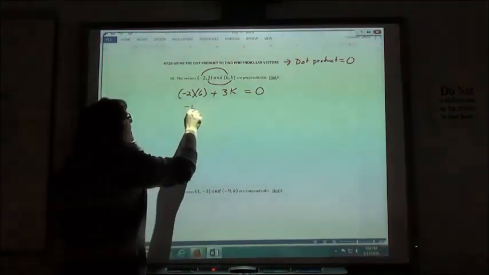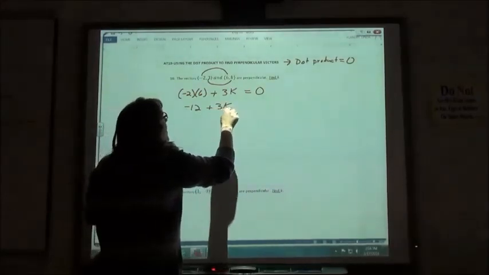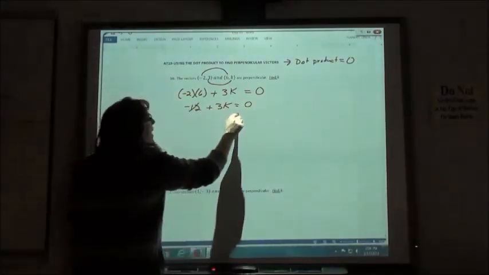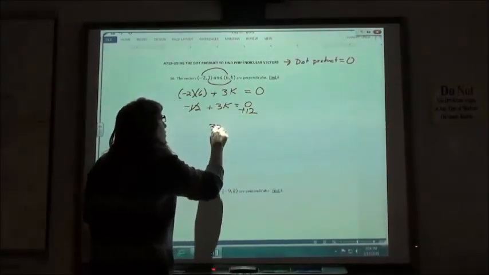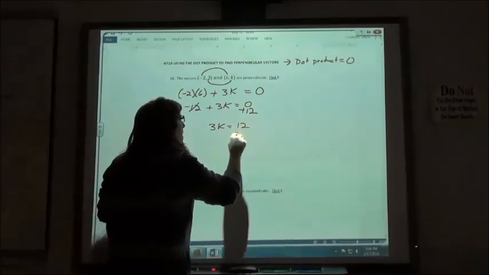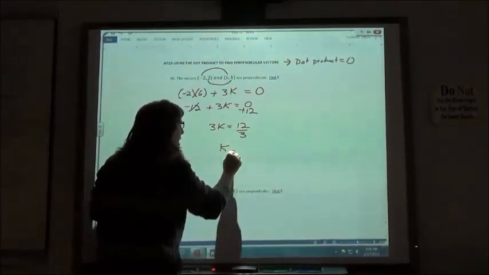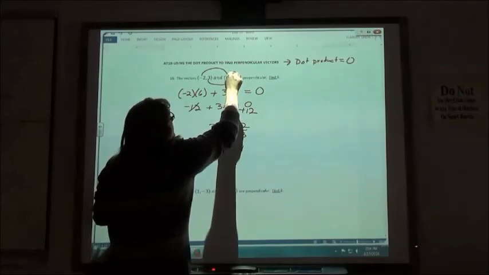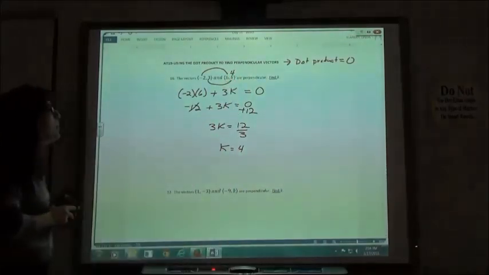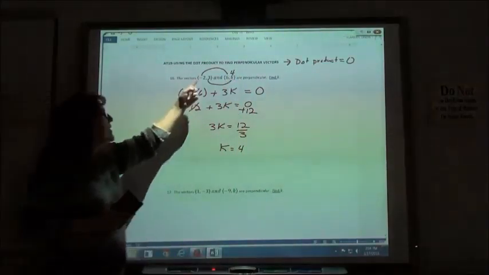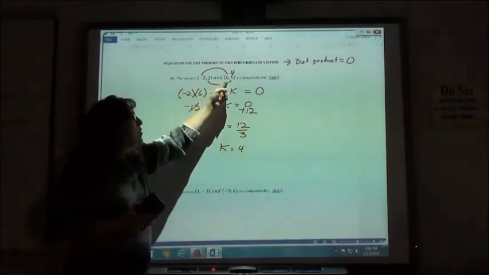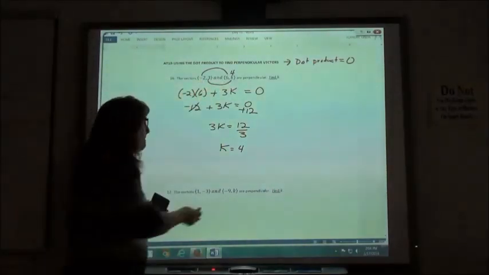So I would get negative 12 plus 3k equals 0. I'm going to add my 12. So 3k equals 12 and divide by 3. K would have to be 4. So in order for those vectors to be perpendicular to each other, one is at negative 2, 3. The other one is at 6, 4.